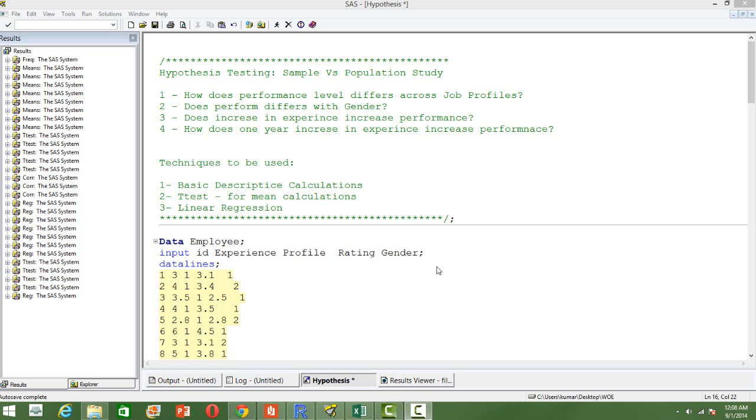Okay. So what I'm going to do here is take a couple of important hypotheses that any HR manager would like to know for internal strategy purposes. I'll take a sample data set for this, and then we will test a couple of hypotheses that will help an HR manager take a more informed decision, or a decision that is based on robust analytical output.